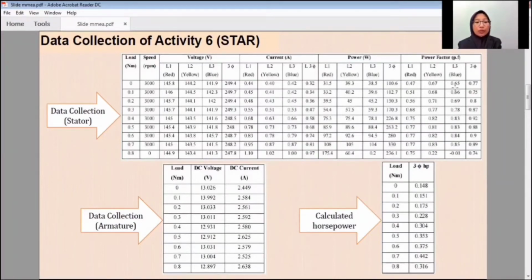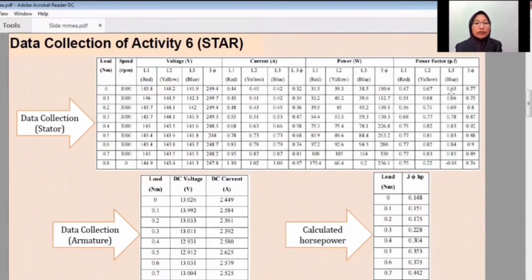For current reading, we get an average of each phase of 0.4 amps till 0.95 amps, and readings recorded seem to increase for total three-phase line current. Power readings were recorded approximately between a minimum of 31.5 watt and a maximum of 108 watt. The power factor obtained recorded a minimum reading of 0.47 to a maximum of 0.85.